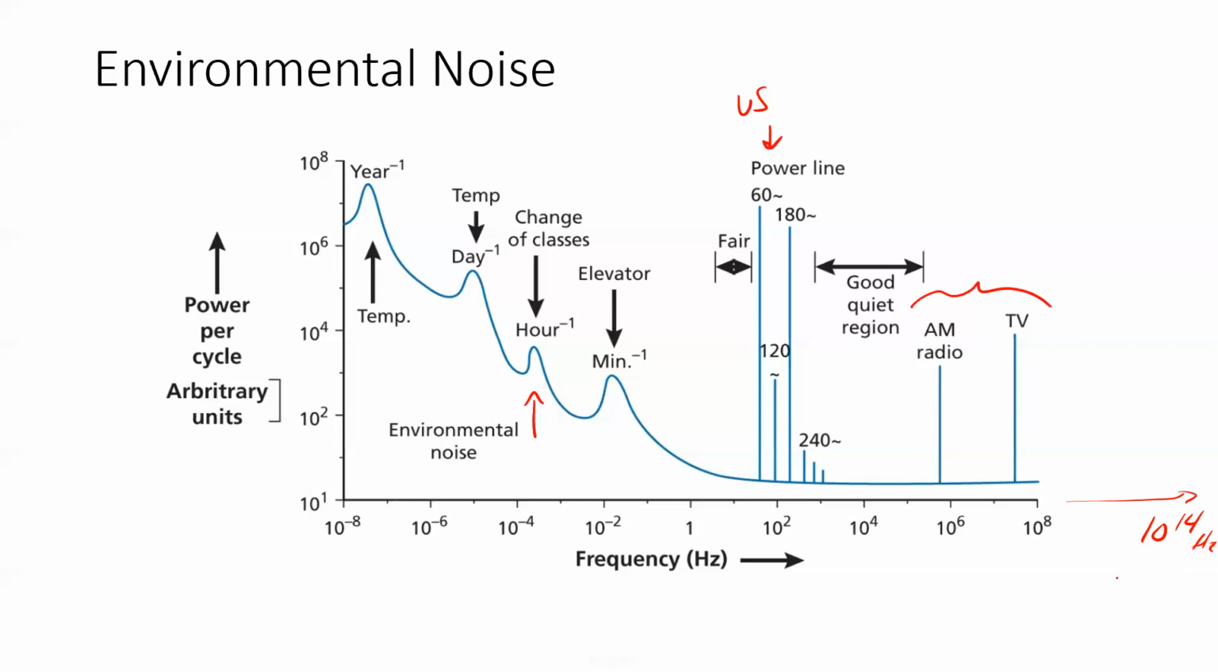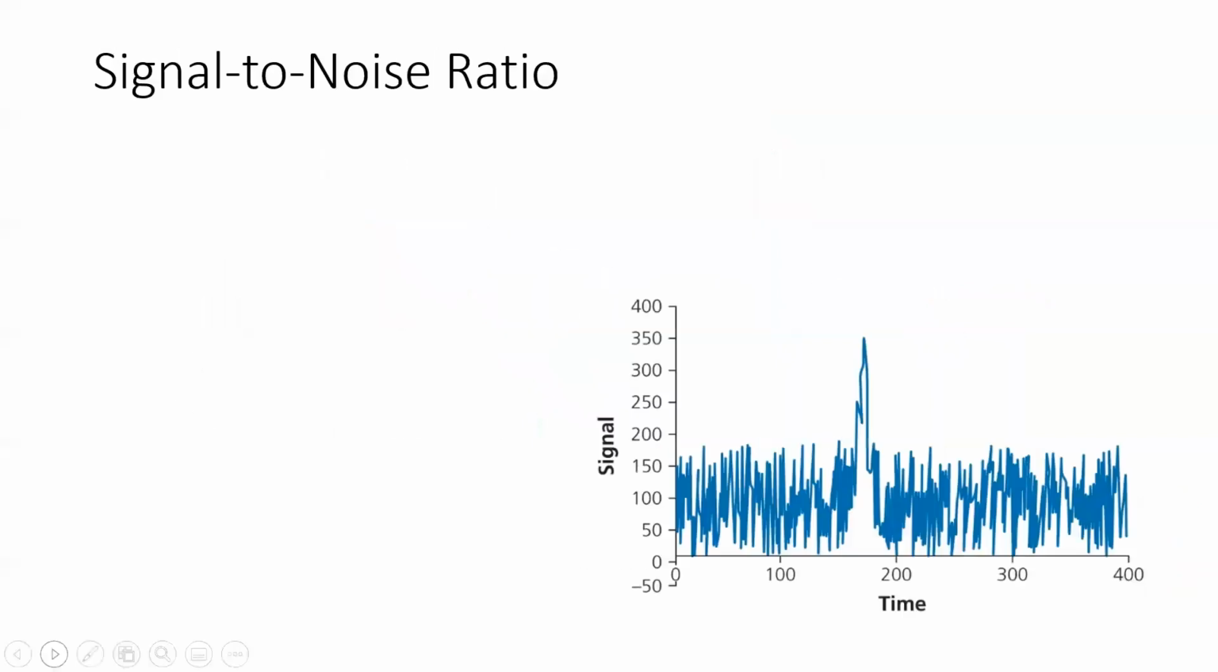Something like that for UV-Vis. And so the spectrum out there is much quieter for environmental noise. Okay, so how does this affect what we do? How does this affect taking a measurement? Well, really what we care about is that signal to noise ratio.